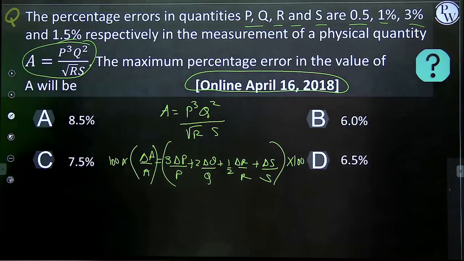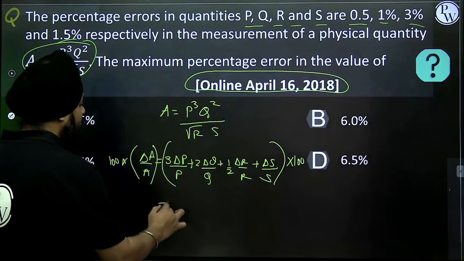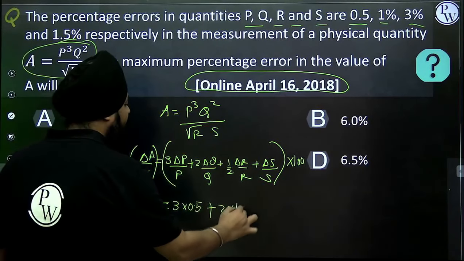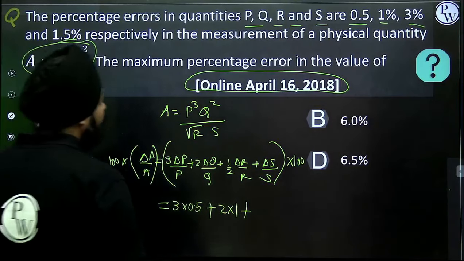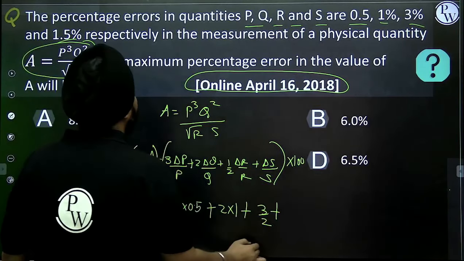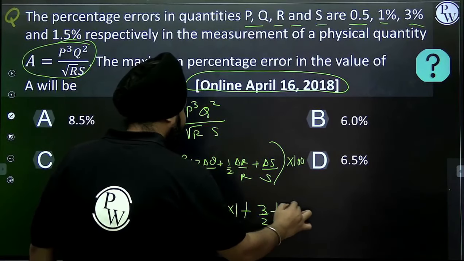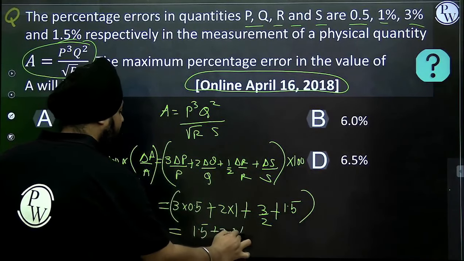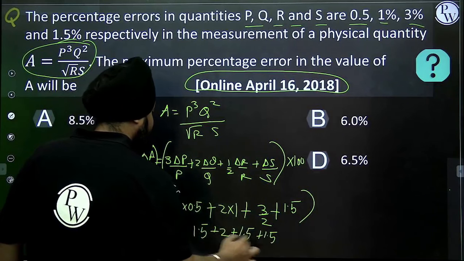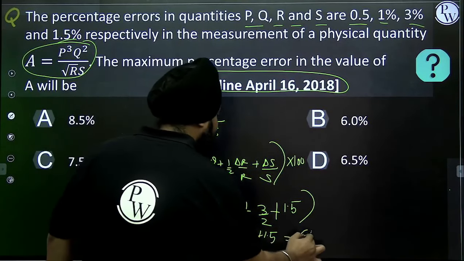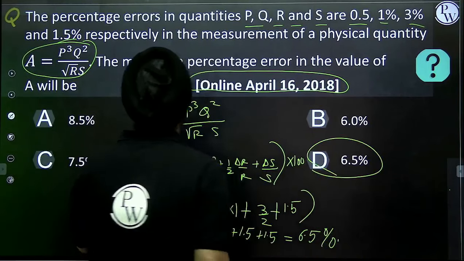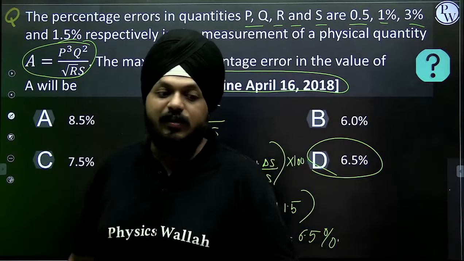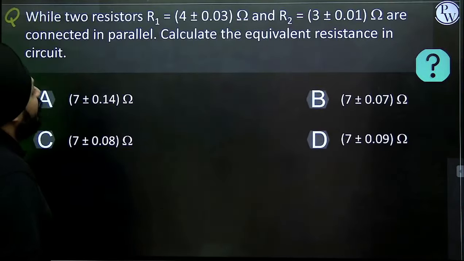Now, percentage error in P is 3 into 0.5, plus percentage error in Q, 2 into 1, plus percentage error in R, 3 by 2, plus percentage error in S, 1.5. So finally we get 1.5 plus 2 plus 1.5 plus 1.5, so it's 6.5 percent. D is the perfect answer for this question. Like this, very simple questions related to errors are asked in the examination. Now, let's move on to the next part.